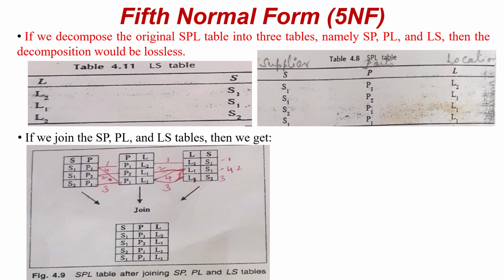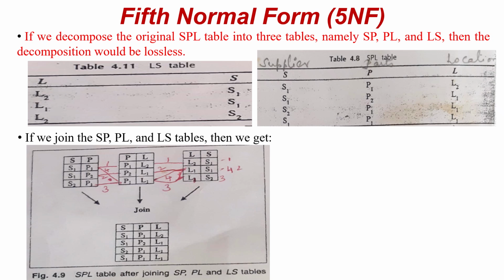Then if we combine these tables, we will get this SPL table, that is the original table. For example, S1 P1, for P1 we get L2 here, and for L2 we have S1. So this row will be considered, since this S1 and that S1 should be the same. Like that we can do it for every row, and for all the columns here.